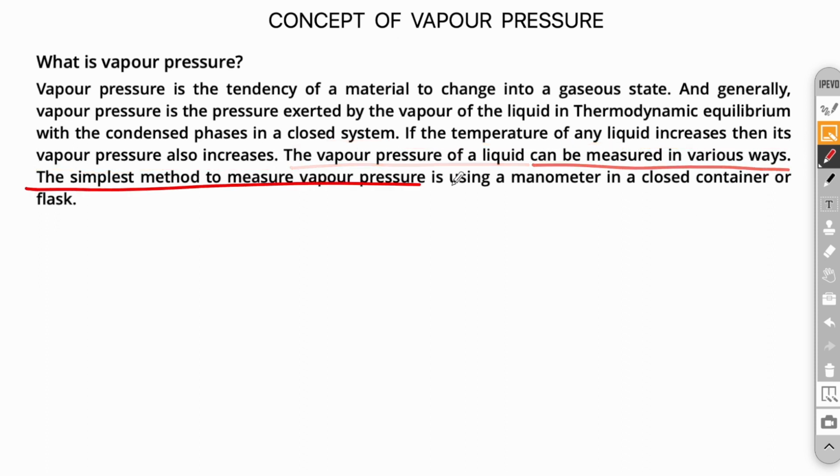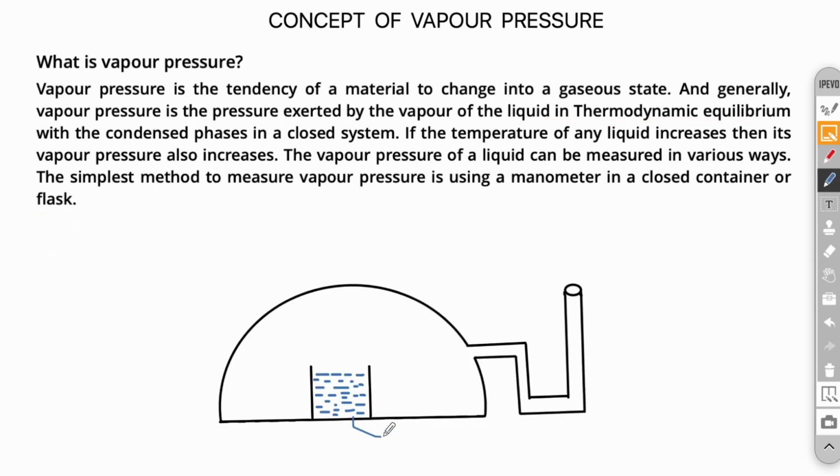Basically the vapor pressure of a liquid can be measured in various ways. The simplest way to measure vapor pressure is using a manometer in a closed container or a flask. We'll use it and determine the vapor pressure. So we have drawn a manometer here and it contains water in liquid state. Also the temperature is kept constant here and this container is enclosed, and the process of evaporation as well as condensation will be taking place here.